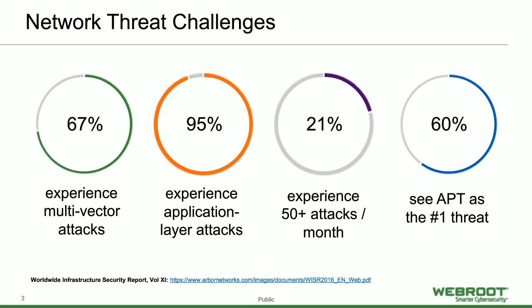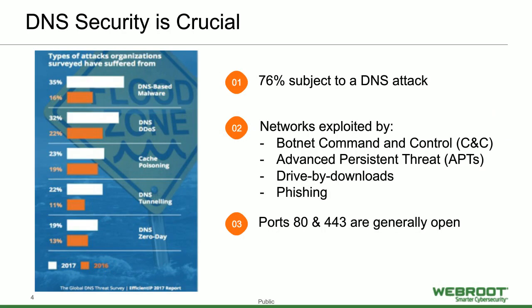So what are some of those security issues? What are some of the attacks? Another report that was put out by Efficient IP shows a very similar set of trends. Among the organizations it surveyed, 76% of these organizations said they were subject to DNS attacks. Their routers and their firewalls reported that they were heavily attacked.